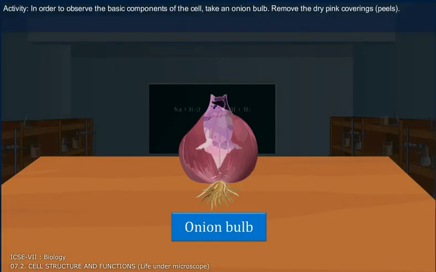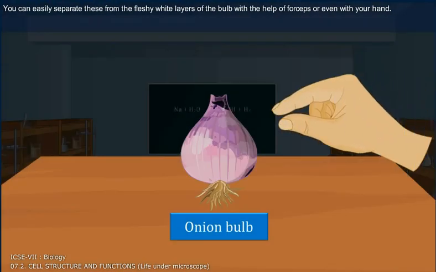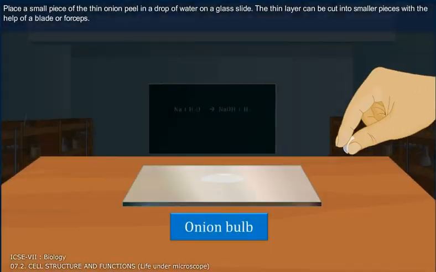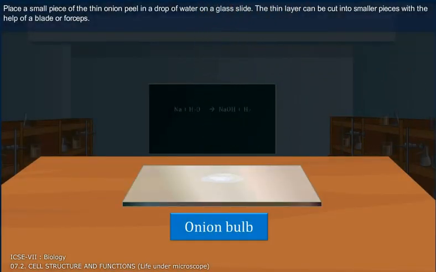Activity. In order to observe the basic components of the cell, take an onion bulb. Remove the dry pink coverings, peels. You can easily separate these from the fleshy white layers of the bulb with the help of forceps or even with your hand. Place a small piece of thin onion peel in a drop of water on a glass slide. The thin layer can be cut into smaller pieces with the help of a blade or forceps.